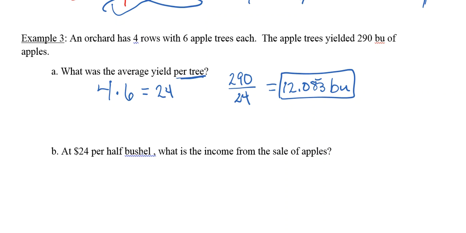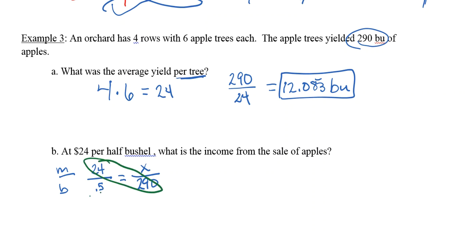Now at $24 per half bushel, what is the income from the sales of the apples? So I get $24 for every half bushel. So this is money, and these are my bushels. What is the income? Now I know I sold 290 bushels, so that's going to go on the bottom. And then my top will tell me how much money I made. I'm going to cross multiply. 24 times 290 equals 0.5x. 24 times 290 is 6960.